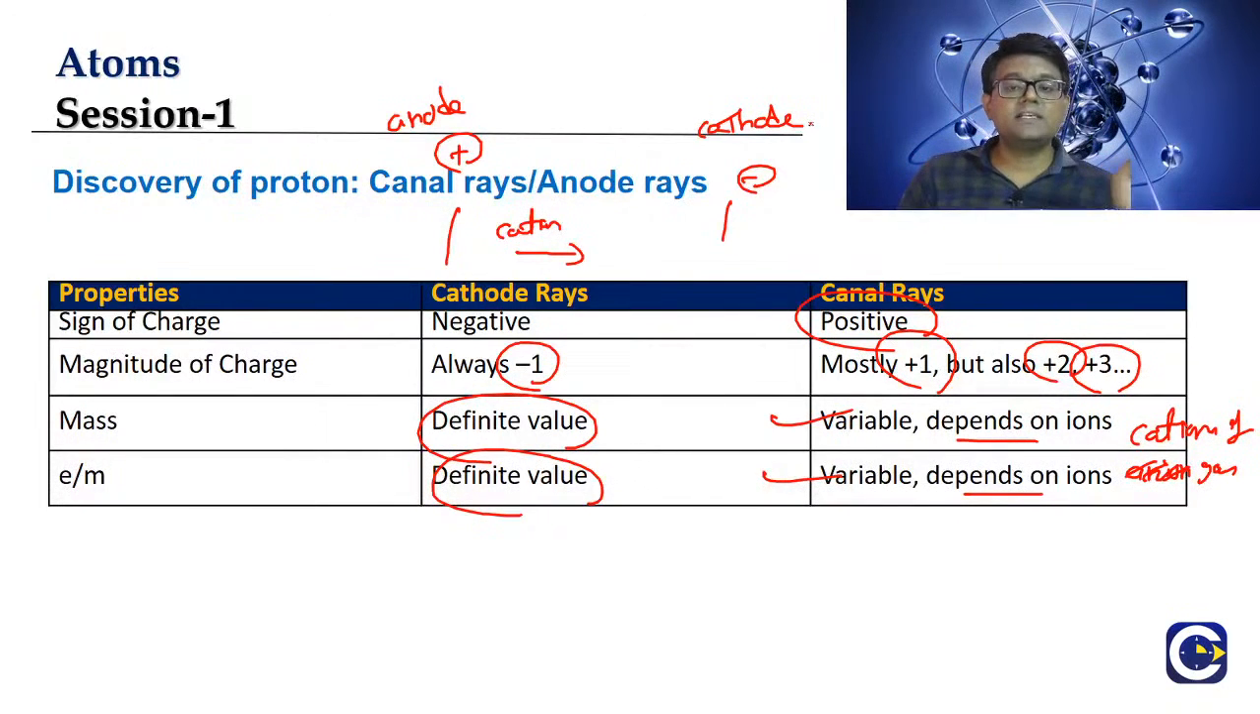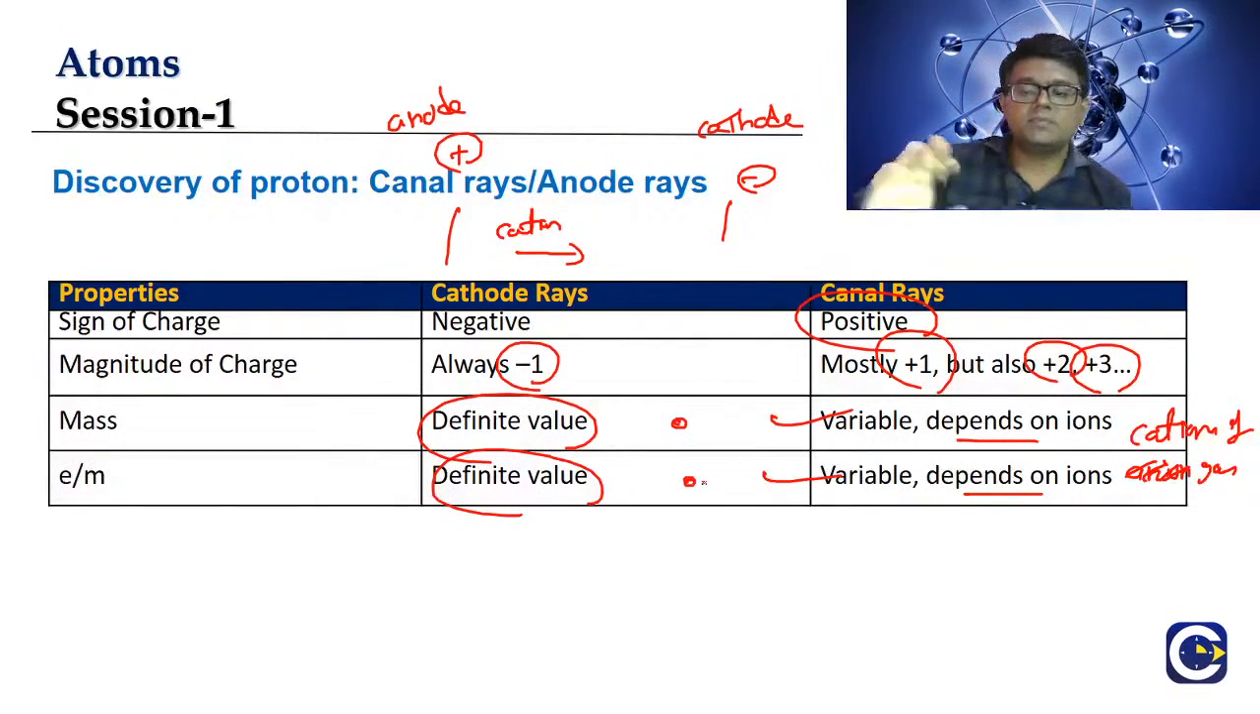But what are the particles making up these anode rays? These are the cations of the respective atoms. Once they lose electrons, the remaining entity is a cation, the positively charged particle. That is the reason why their mass depends upon the nature of the gas, and their specific charge value also depends upon the nature of the gas.